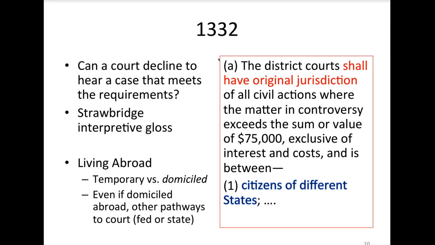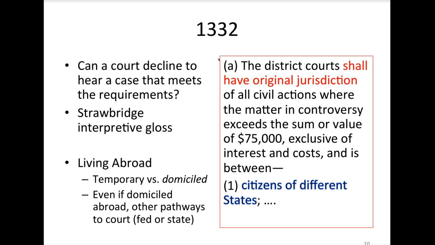Okay, so moving on to 1332. Can a court decline to hear a case that meets the requirements of 1332? Well, let's look at the language on the right. It says district courts shall have original jurisdiction in certain cases. You should read this to say district courts must hear cases with these requirements.